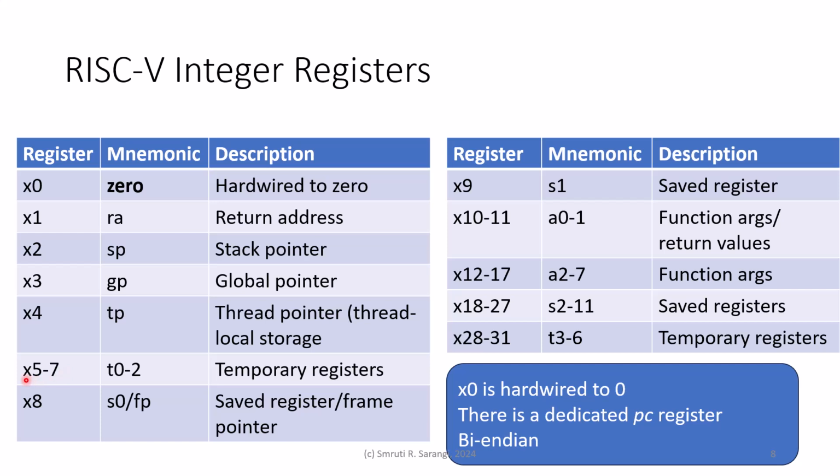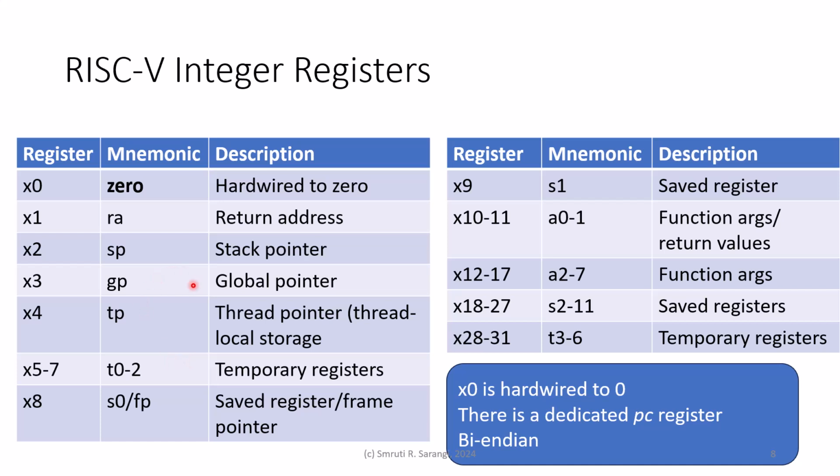Then we can have x5 to 7, which are also the mnemonics T0, 1, 2. So these are temporary registers that are meant to be used inside a function. They are not saved. So they are not caller saved or callee saved.